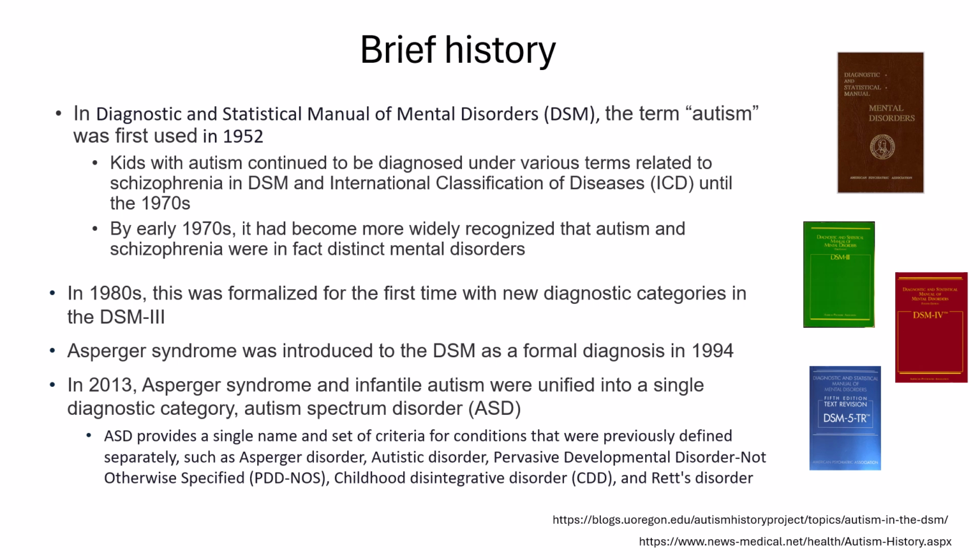And it really provides a single name and a set of criteria for conditions that were previously defined separately, such as Asperger disorder, autistic disorder, pervasive developmental disorder not otherwise specified, very strange name, nevertheless, childhood disintegrative disorder, Rett's disorder. So a lot of these things until 2013 were classified as separate things, and now they are classified under the single umbrella of autism spectrum disorder. One of the possible explanations for why we now are seeing what appears to be a rise in ASD diagnoses: they were classified as different things before.